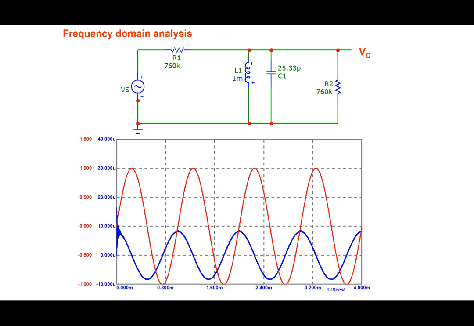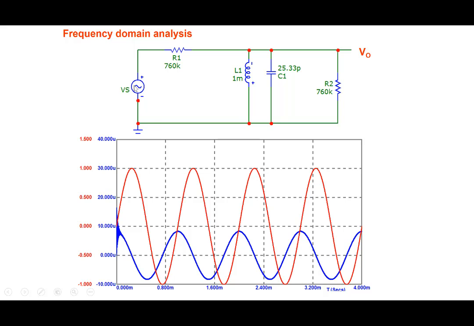But note that if I now look at the analysis of this circuit in frequency domain. So what do we mean by analysis of the circuit in frequency domain? We'll apply a sinusoid here at the input and we look at the output here, right? The red one is the input. So we apply 1 volt input.